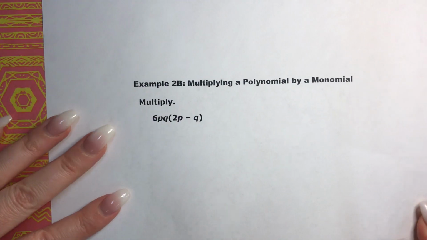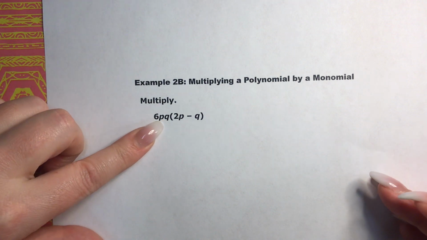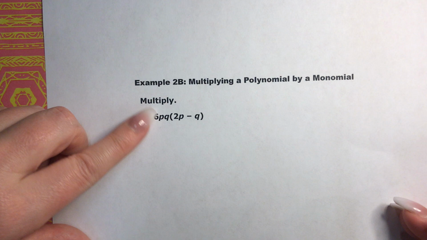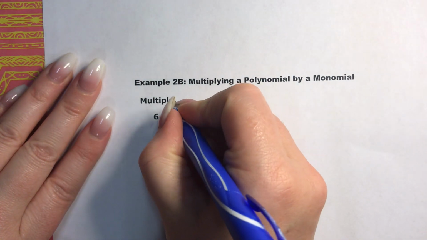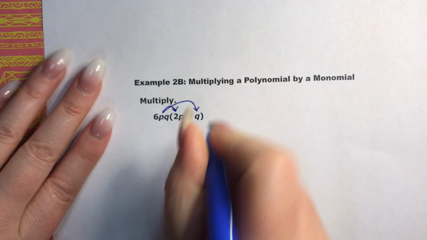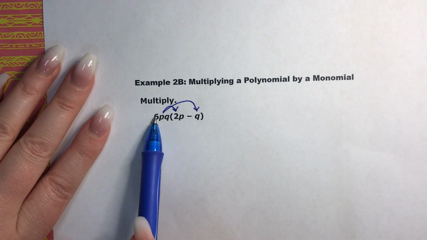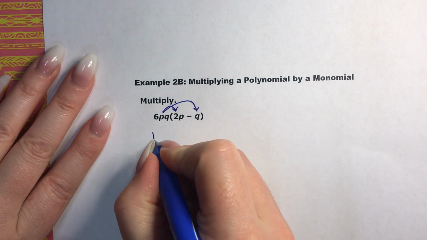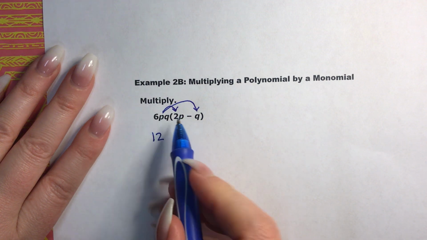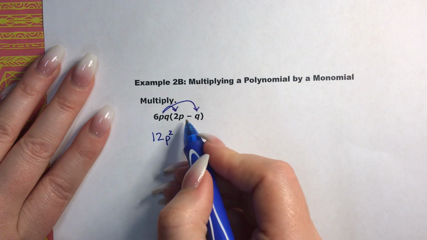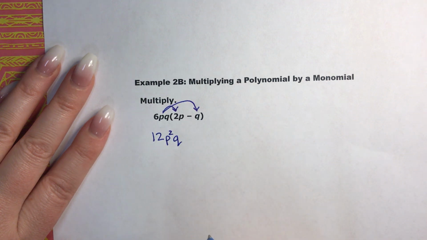All right, let's look down here at what we have. We have this monomial, and we're multiplying it by this polynomial, which is actually a binomial, right? So we just take this and multiply it here, and then we multiply it here. So we're going to go 6 times 2. I always like to do numbers and then letters. So 6 times 2 is 12. And then I go letter by letter. So p times p is p squared. And then we just have q. So you just write it just like that.